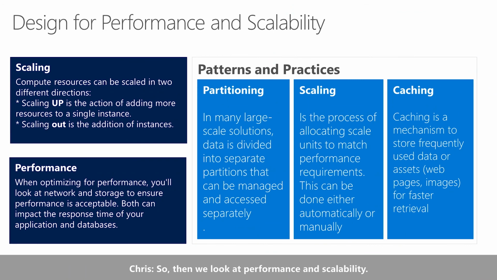So then we look at performance and scalability, give a definition of what scaling is and what performance is, and talk about some of the patterns and practices that can be used to help with that. So we've got partitioning, which can occur on SQL data warehouse, Cosmos DB, and also SQL database as well. You've got scaling, which, all the major scaling platforms, of compute, throughput, you name it. Exactly. And don't forget as well, there's caching capabilities as well. We've got CDN that you could use to cache content to speed things up there.